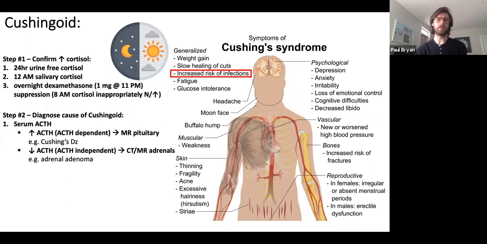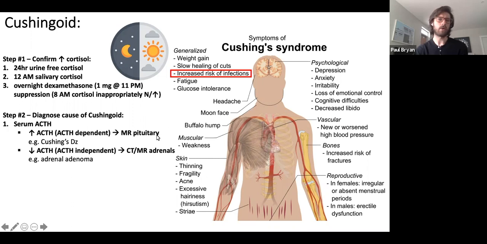The other thing that you would want to think about would be if ACTH was low, and that would be an ACTH independent Cushingoid syndrome. And the most common cause of that would be an adrenal adenoma. Okay. Now, based on where you think the issue is, then you have to go and confirm that with imaging to see if you can find that. Okay, because that can dictate your management, which we'll talk about in a little bit as well.